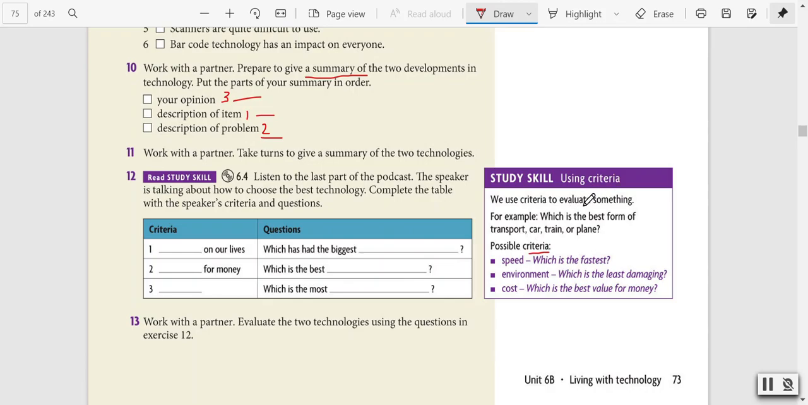We can use criteria, okay? For what? We can use criteria for evaluating things. And in here we have some criteria and we have questions. Listen to the last part of the podcast. The speaker is talking about how to choose the best technology. Complete the table with the speaker's criteria and questions.